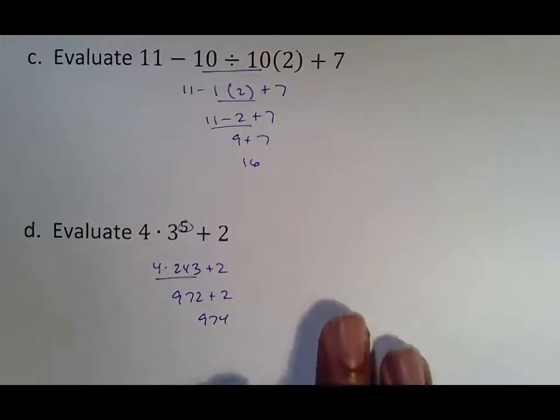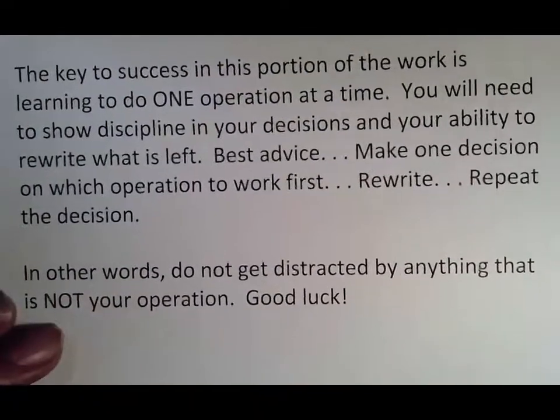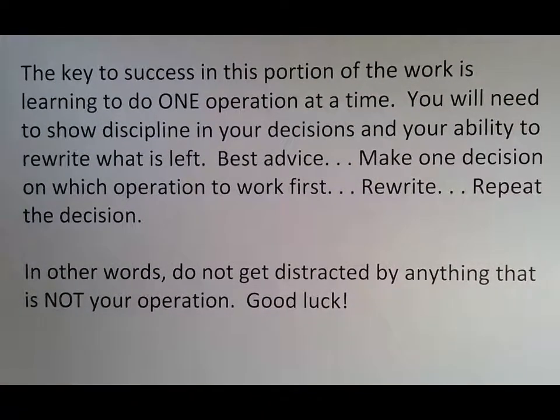All right. So the key to success in this portion of work is learning to do one operation at a time. You'll need to show discipline in your decisions and your ability to rewrite what's left. The best advice, again, is make one decision on which operation to make first. Rewrite it, and then just repeat again. It's just one decision at a time. Don't try to look ahead. Don't try to anticipate. Don't try to think what the answer is going to be. Just do your one step at a time until you get to the answer.